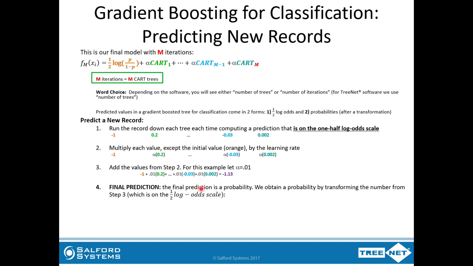Now the final prediction here is a probability. And we obtain a probability just by transforming the number from step 3, which is on that 1/2 log odds scale. The probability for y equals 1, and when I say y equals 1, I really just mean y equals the class of interest, is just given by this formula, which in this case is just 0.09, which is just 9%. So just to recap, the two forms: one is the 1/2 log odds, which is what you see here in step 3, and the second is probabilities, which you see in step 4.